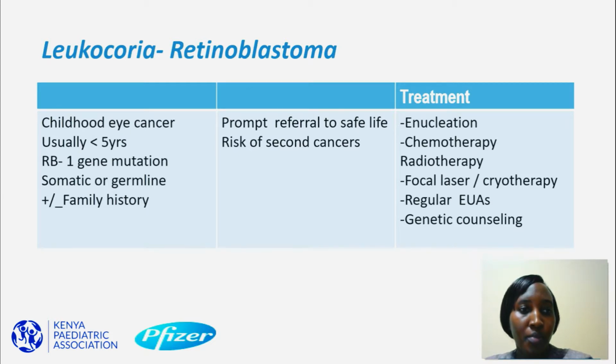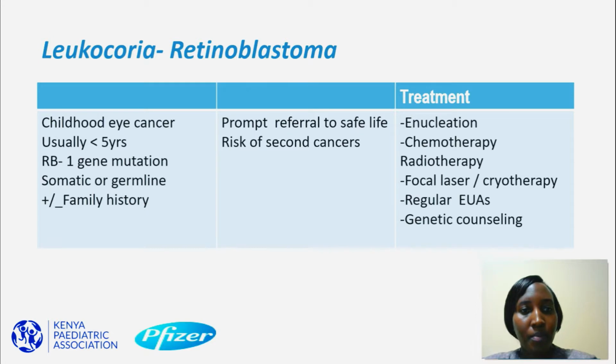And this is important because if the patient has a germline mutation, it means they have risk of other second cancers that may occur later in life, and sometimes there's a family history.